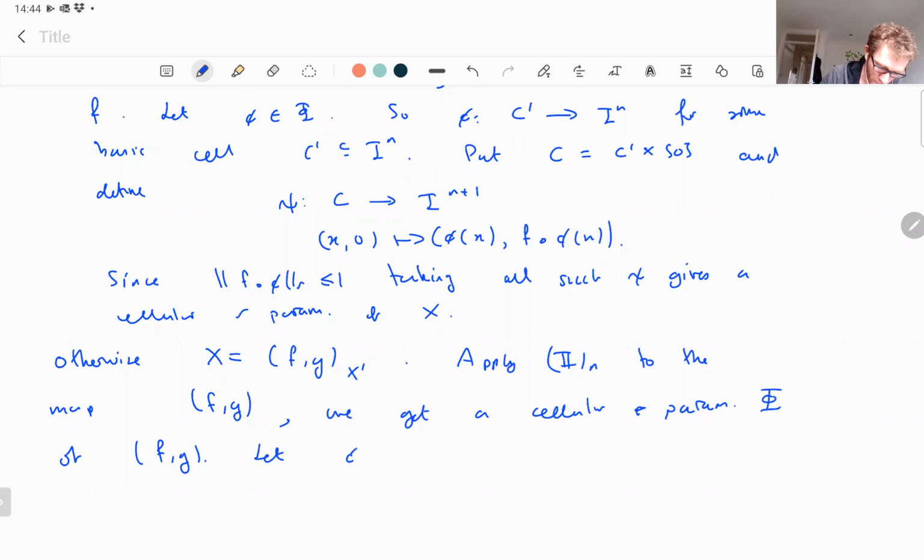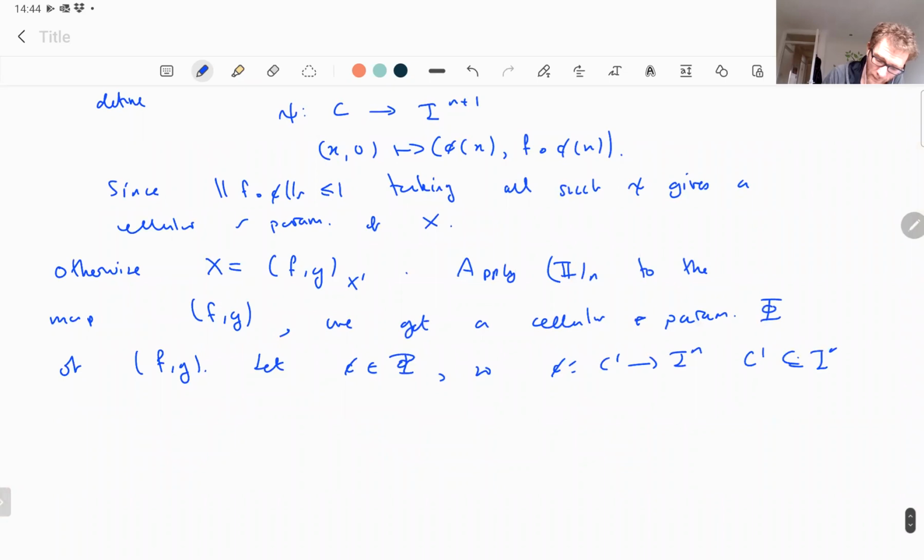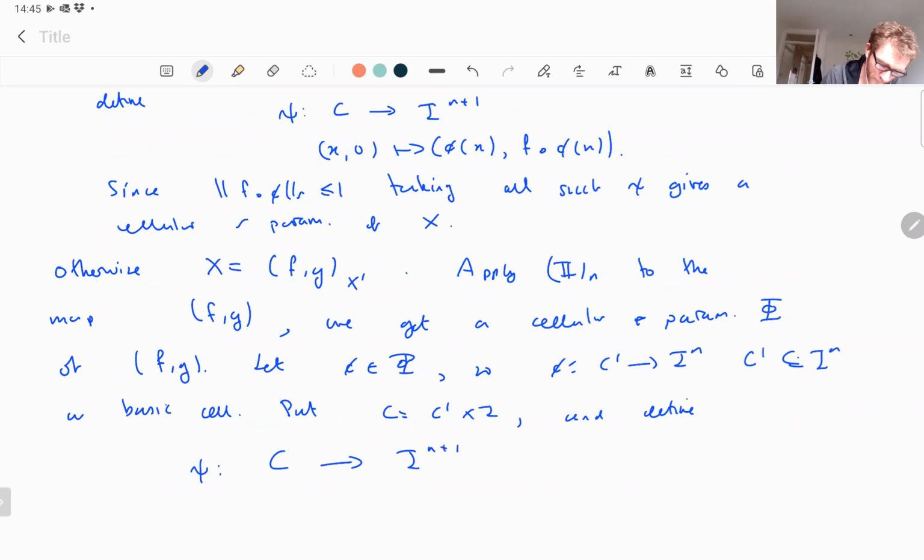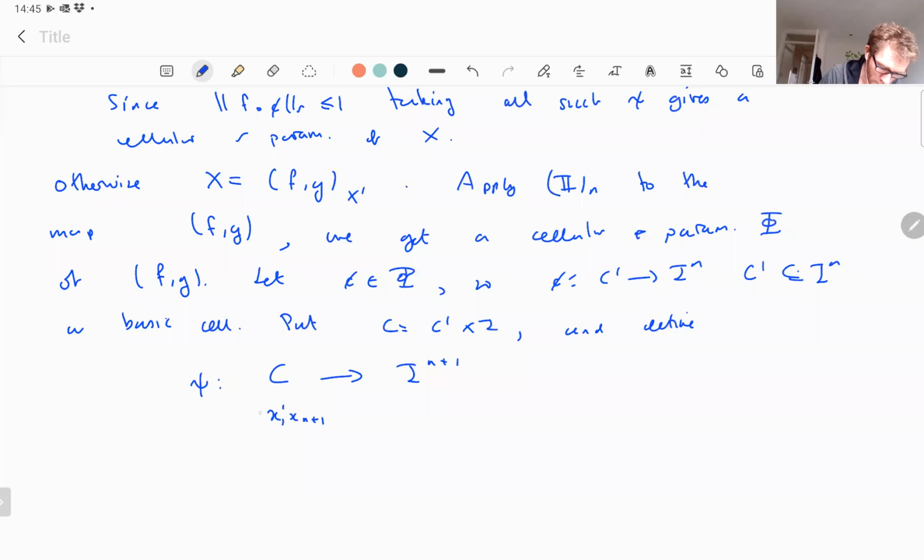So that's defined on a basic cell like before. So C prime contained in I to the n, a basic cell. And so I'll put C to be C prime times I now, and define psi from C to I to the n plus one. So x prime x n plus one goes to phi of x prime. So that's the first n coordinates. And then in the second coordinate, I take g of phi x prime times x n plus one plus one minus x n plus one times f of phi of x prime.